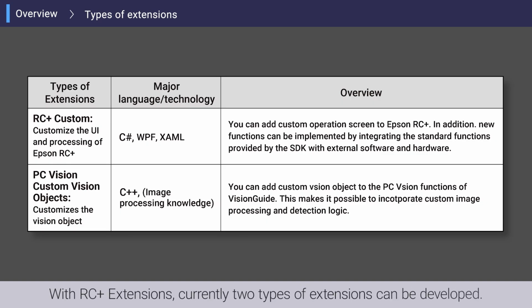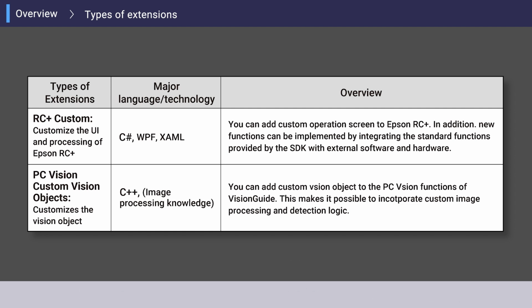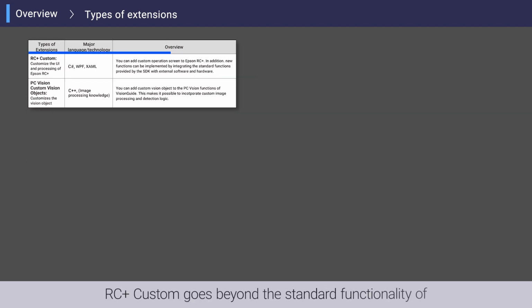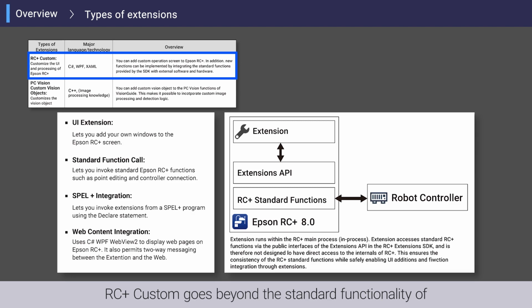With RC Plus extensions, currently 2 types of extensions can be developed. Each type differs in its target functions and development methods. RC Plus Custom goes beyond the standard functionality of Epson RC Plus and enables extensions to meet user-specific needs. The extension functions that can be implemented and the system architecture are as shown.